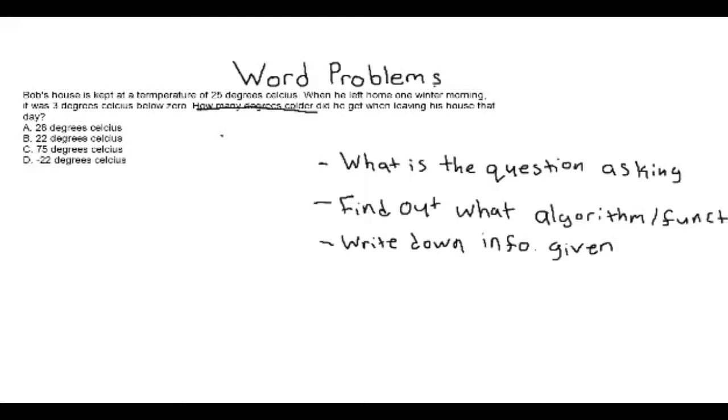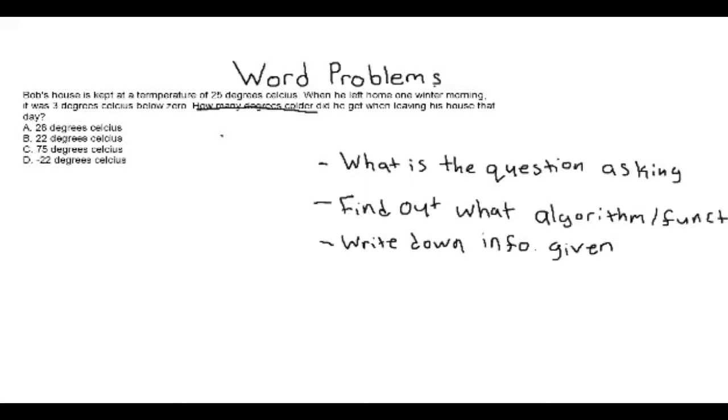So, attacking this problem, first, what is the question being asked? The question being asked is how many degrees colder did it get when he left the house that day? So, now let's go into one of the hard parts about the problem, which is finding out what algorithm to use. So how many degrees colder implies that you need to basically find the difference from when he was in the house to when he was outside the house.